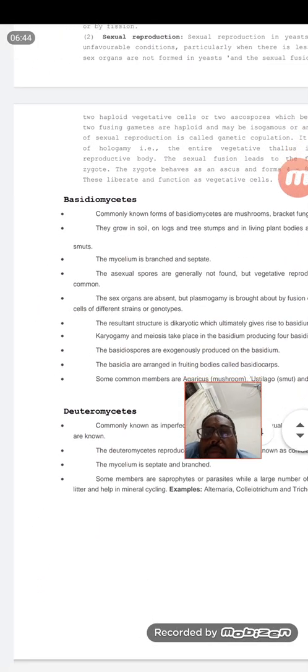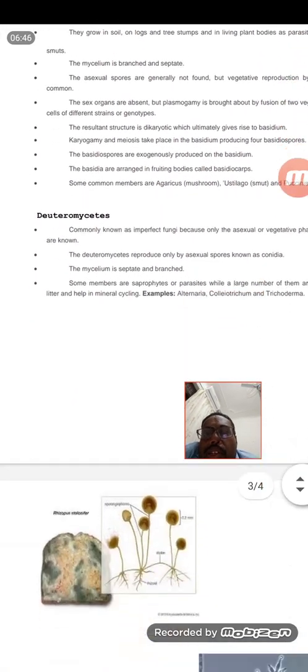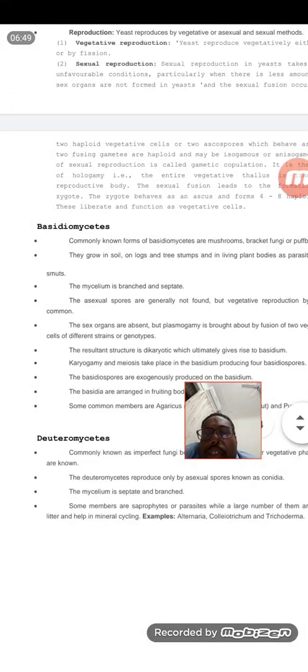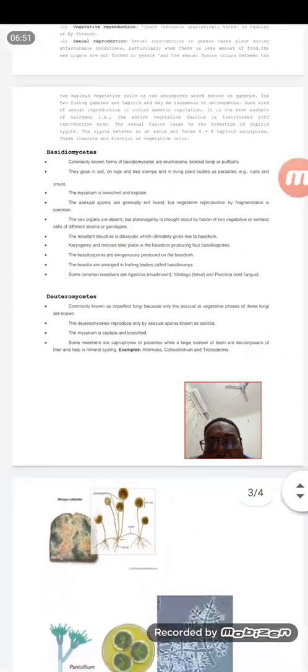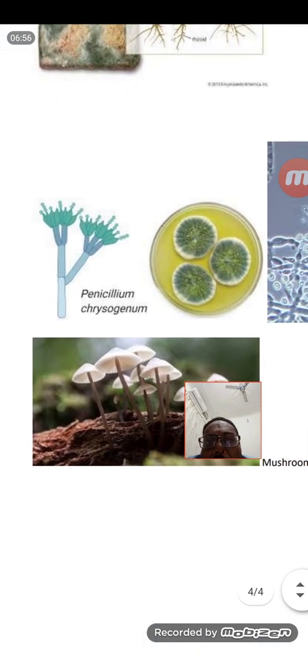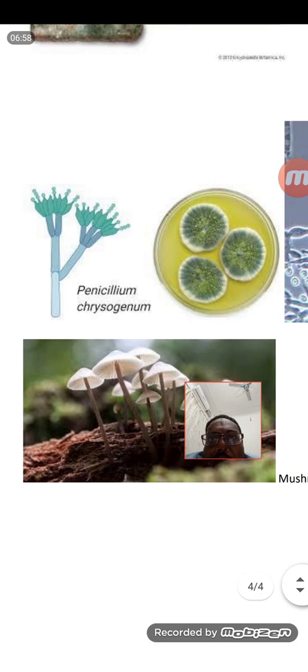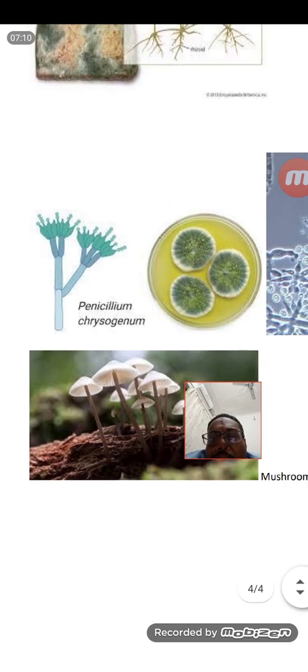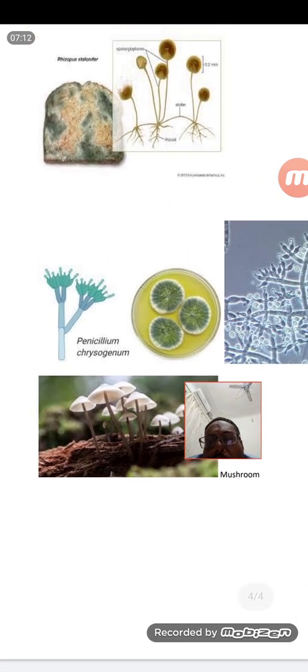And the next one is basidiomycetes. Basidiomycetes means which is having a base, that means something like a stem-like part is there. And you can see the Penicillium chrysogenum growing here in a petri dish. On the left side, what they have given is Penicillium chrysogenum, and it is seen how we observe it under the microscope. And basidiomycetes means the fungus which is having a base or something stem-like.